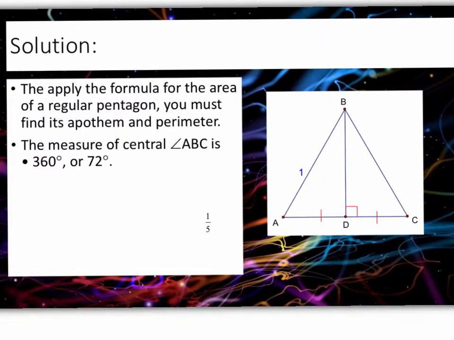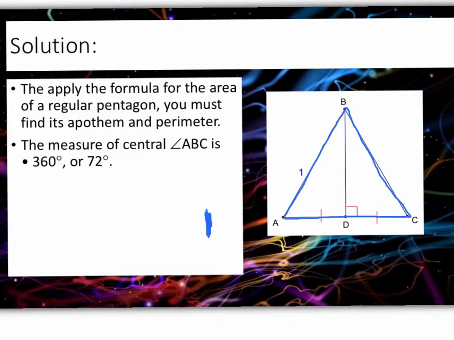Okay, another typo. To apply the formula for area of a regular pentagon, you must first find its apothem and perimeter, as I spoke before. So this was the triangle that we had already written down. I don't know why there's 1/5 there. This has so many typos. Sorry, you guys, just ignore that. Here we have the triangle that we took out of the pentagon.